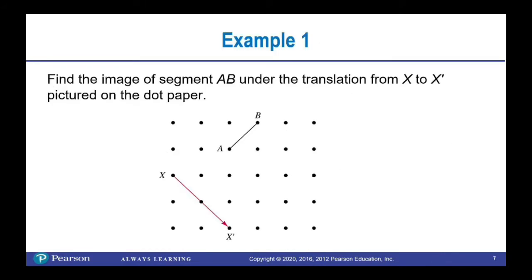So let's look at example 1. We want to take AB under the same translation that moves x to x prime. So let's first think about what happens to move x to x prime. We move down 2 and then right 2. So I'm going to move A down 2 and right 2, and that makes my new point A prime. I do the same thing with B. I move B down 2 and right 2, and that makes my point B prime. And connect your 2 points.